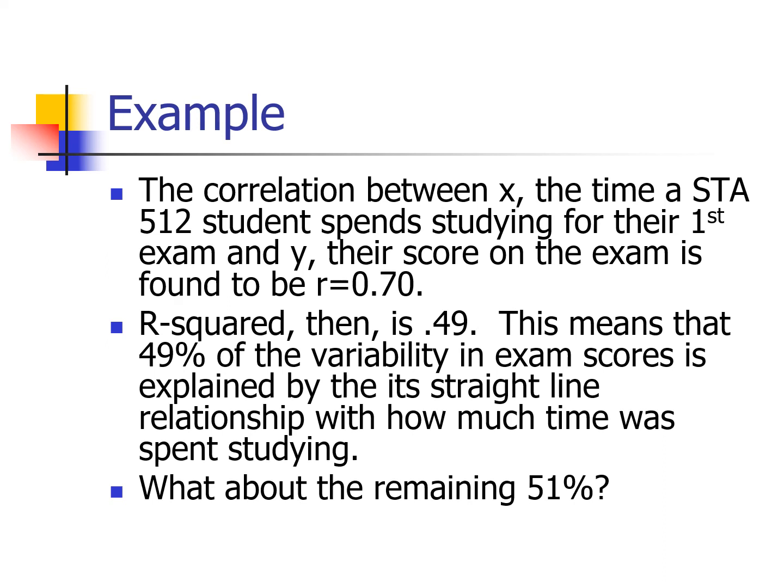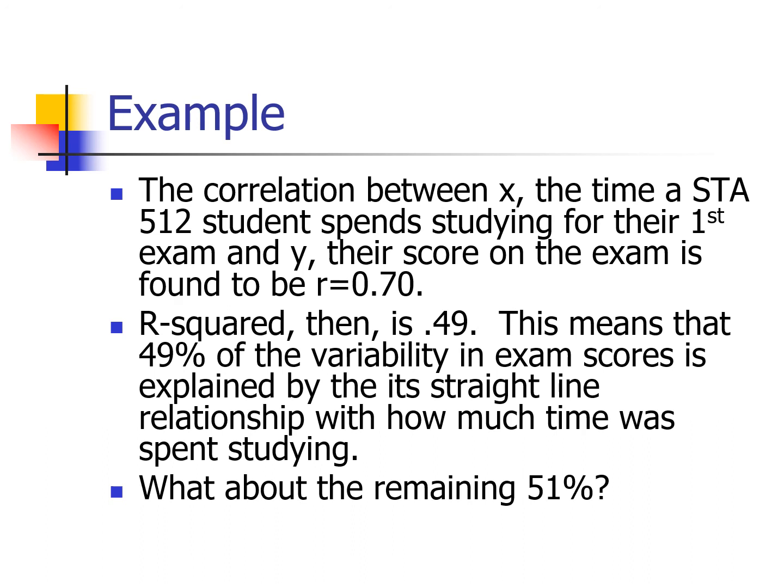Say that we find that the correlation between x, the time a Stat 512 student studies for their first exam, and y, the score they get on that exam, is 0.70. Strong-ish, positive linear relationship. The R squared would be 0.7 squared. Put that in your calculator, you get 0.49.